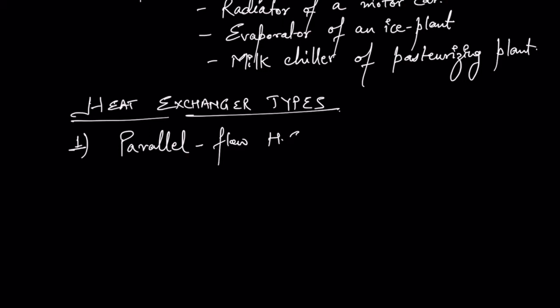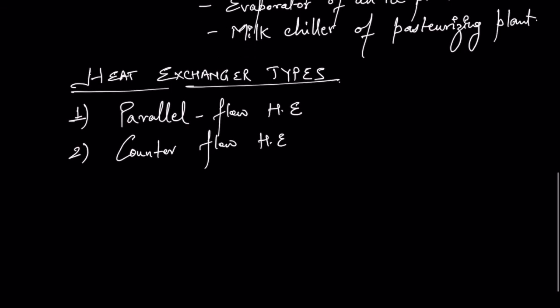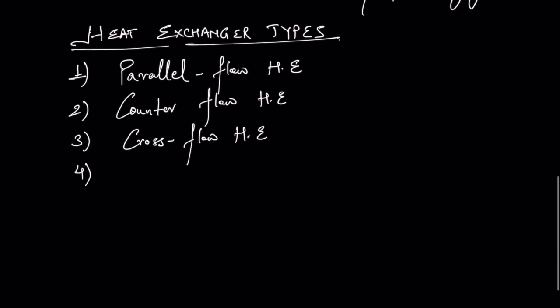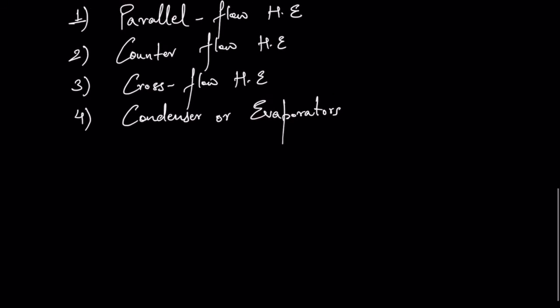Parallel flow heat exchanger. Second, counter flow heat exchanger. Third is the cross flow heat exchanger. Fourth is the condenser or evaporator. Let's discuss the first one.